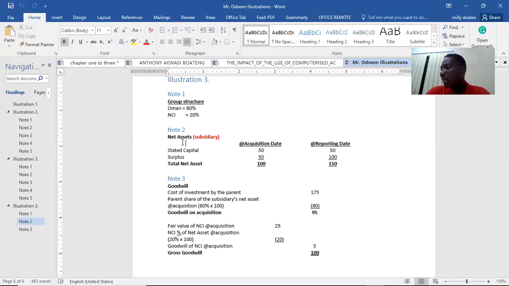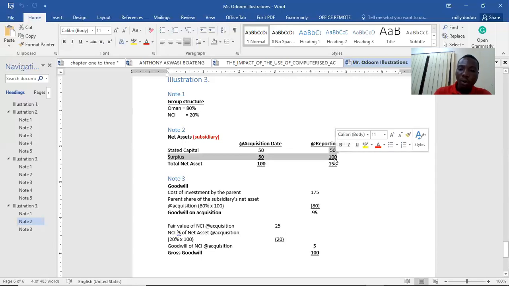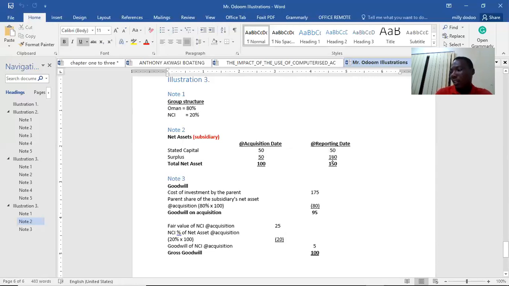The accumulated profit or accumulated surplus for Muscat in the question is 100. So the 50 and the 100 here is equal to 150. And then you can see that they said the net asset at the year end is 150. So whether they gave you that 150 in the footnotes or not, you should be able to find it yourself because the surplus is always there for you.